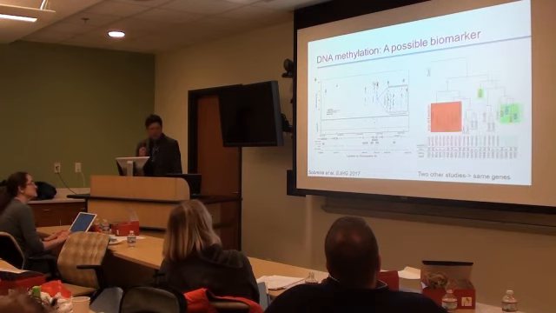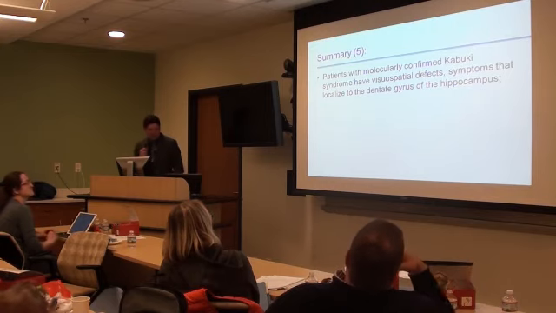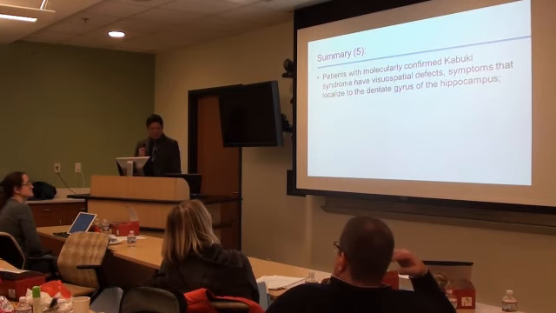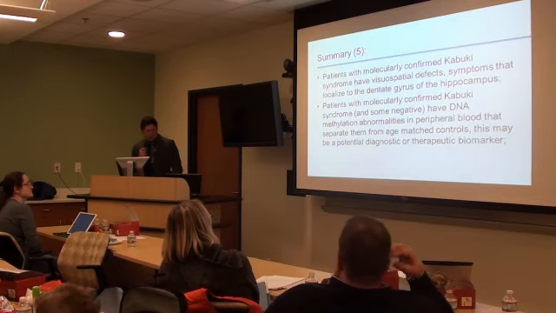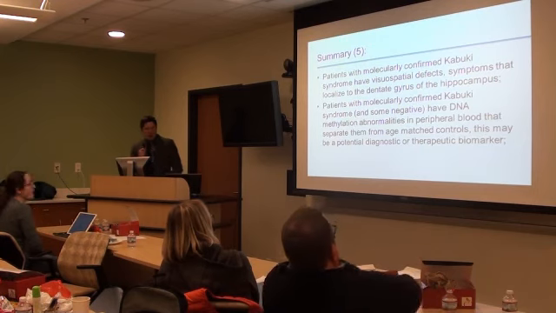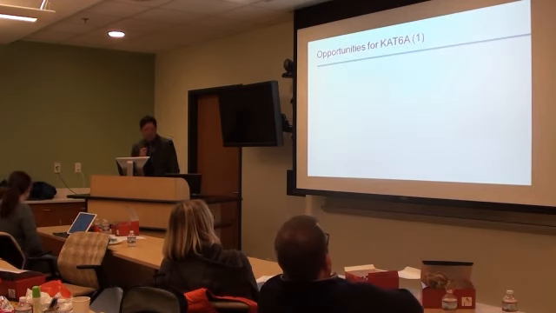like KAT6A. So just to summarize here, the patients with molecularly confirmed Kabuki syndrome have visual spatial defects, symptoms that localize to the dentate gyrus of the hippocampus, and patients with molecularly confirmed Kabuki syndrome have DNA methylation abnormalities that may act as a potential either diagnostic or therapeutic biomarker. So what are the opportunities for KAT6A?